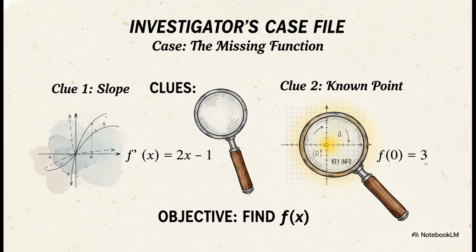All right, here's a classic example. We're told the derivative is 2x minus 1. But, and this is the important part, we're also given a clue. We know our original function passes through the point (0, 3). That little piece of info, that's the key that unlocks everything.